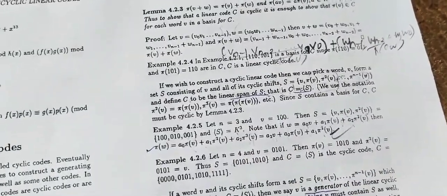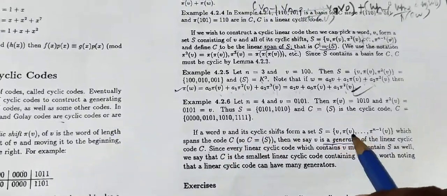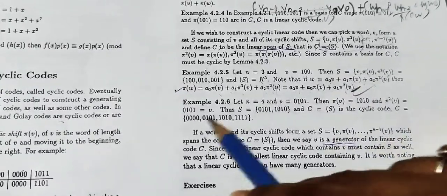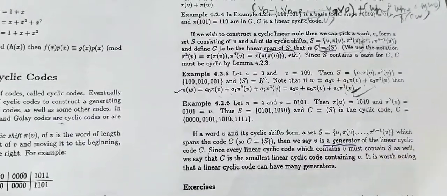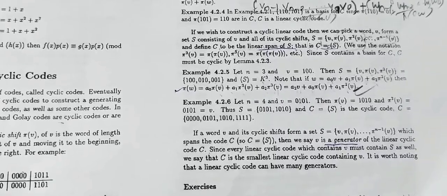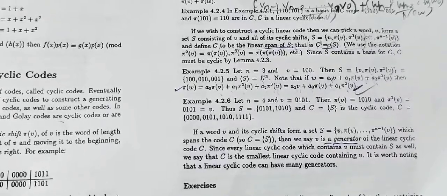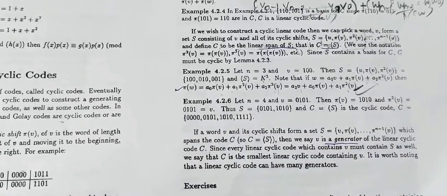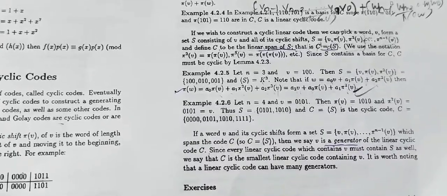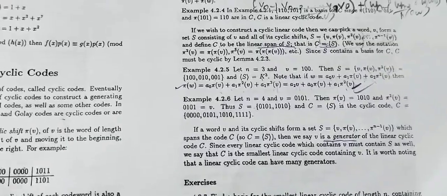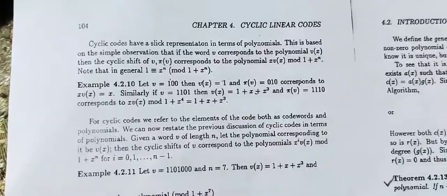If a word V and its cyclic shifts form the set S equal to V, pi of V, etc., pi^(n-1) of V, which spans the code C, then we say that V is the generator of the linear cyclic code C. So if V is some codeword in C, and S is the set V, pi of V, pi square of V, etc., pi^(n-1) of V, which spans the linear code C, then V is called the generator of the linear code C. Okay, so this is the generator of the cyclic code. So this is the notation.